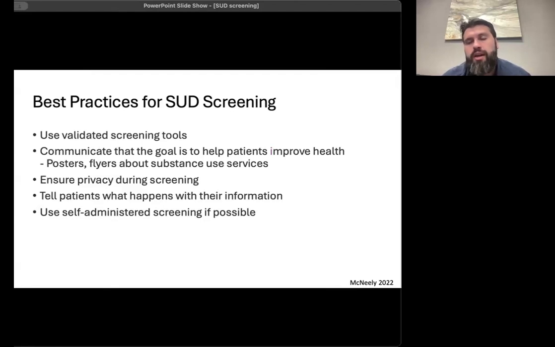And then there's a corollary, more robust screening assessment that's done afterwards. Also, make sure when you're doing these things that you communicate to the patient that the goal of this is not to catch you or anything. It's mostly to help them improve their overall general health. And sometimes you can put up posters or flyers about what you're doing in your clinic to let them know, again normalizing what the conversation would be like.